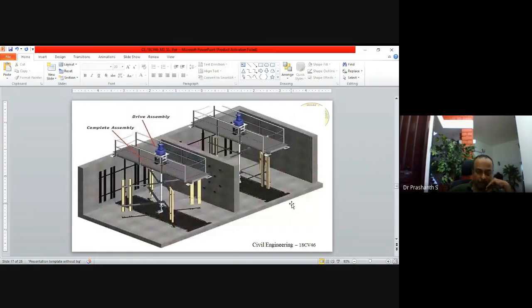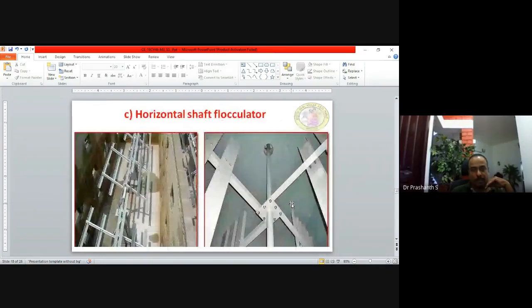Here I can show you this. This is a flocculating chamber. First is the inlet, then the mixer, then the flocculator. Here flocs are formed. If you turn the water or mix the coagulants slowly, it will form a very good gelatinous flocculant material. So this happens in the flocculating chamber. Here you can see a horizontal shaft flocculator, or vertical, or this type.